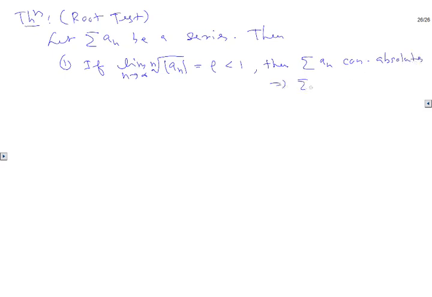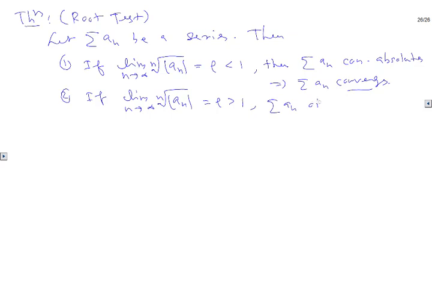That implies the series converges. Okay, you can directly write converges, that's okay. And number 2, if the limit as n goes to infinity of the nth root of the absolute value of a_n, rho, is greater than 1, the series diverges. And the third one, if the limit as n goes to infinity of the nth root of a_n equals 1, the test fails.